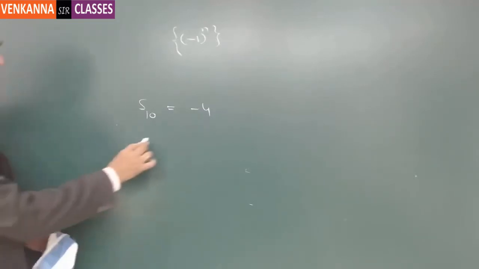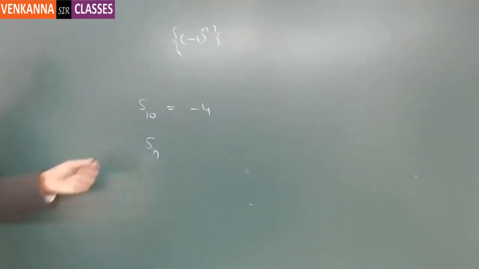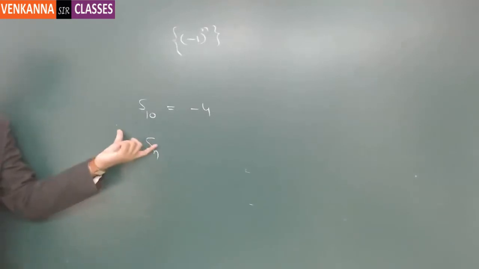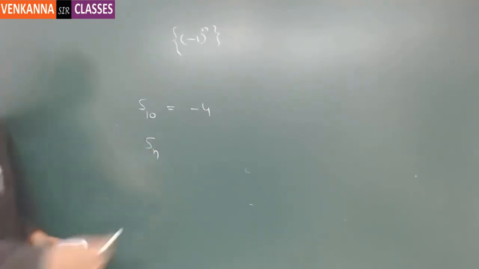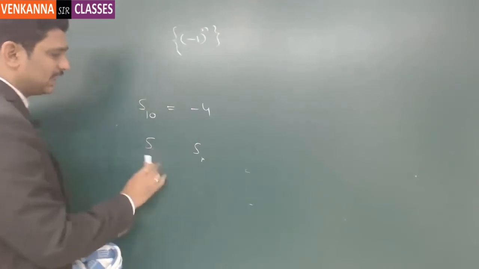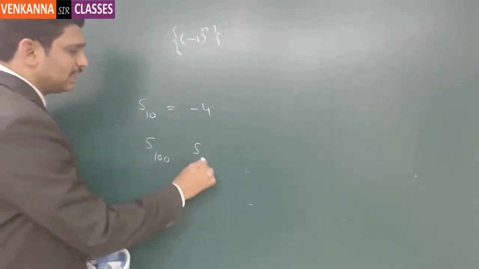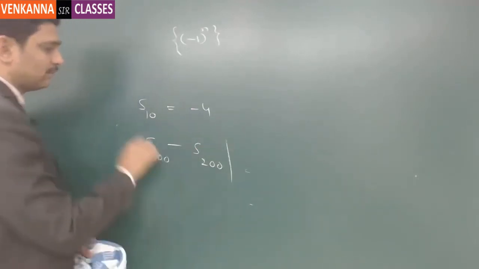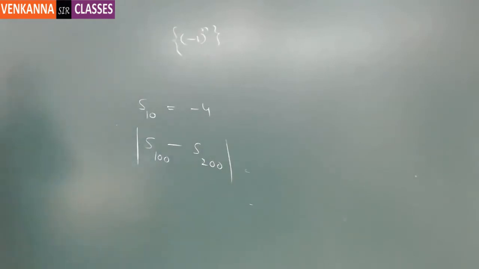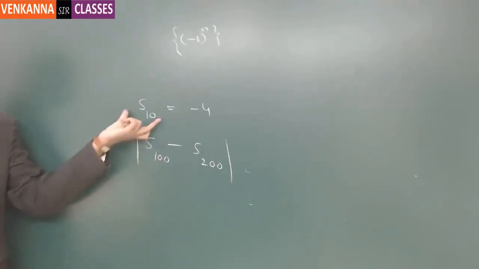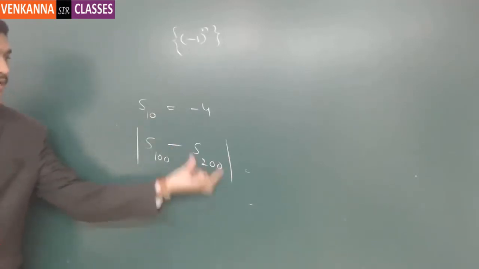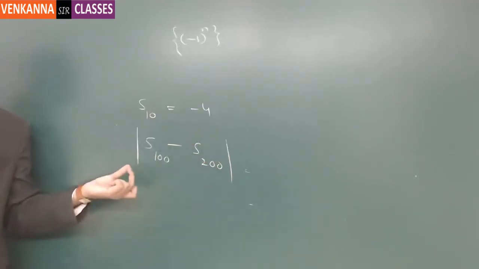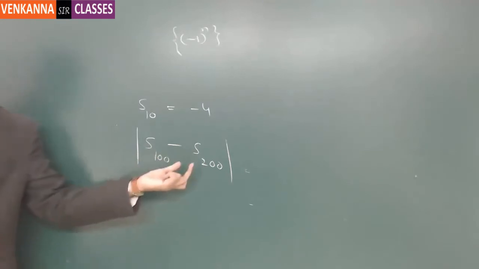So if I have written Sn, I am taking the nth term of the sequence. If I have written, let me say, S100, S200, it means that I am taking the 100th term in the sequence and the 200th term in the sequence. I am calculating the difference between the two values.